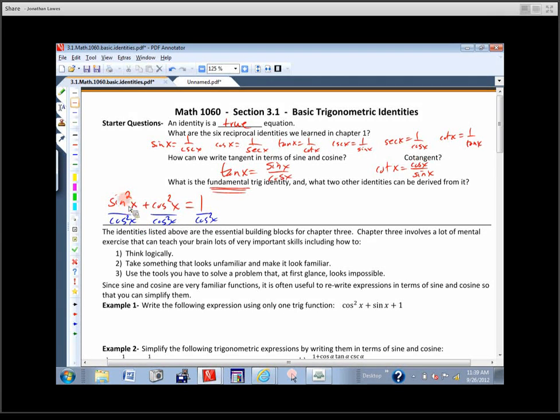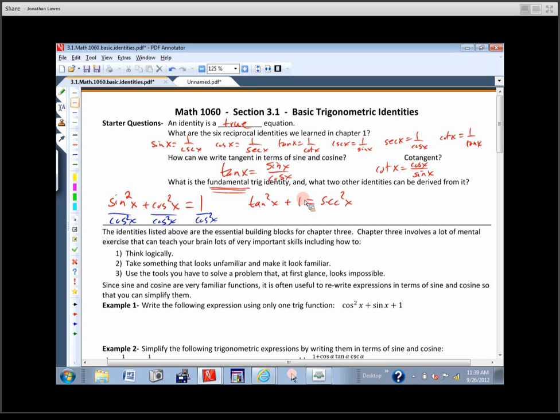Well, sine squared over cosine squared. Sine over cosine is tangent. So sine squared over cosine squared would be tangent squared of x. What's cosine squared over cosine squared? 1. Very good. And then 1 over cosine squared. 1 over cosine is secant, so this is going to be secant squared x. Okay? So this is the Pythagorean identity, the fundamental trig identity. This is one that can be derived directly from that.